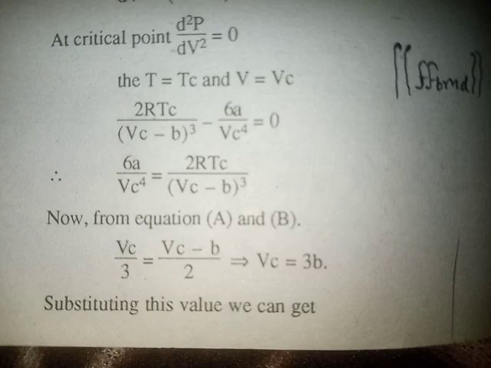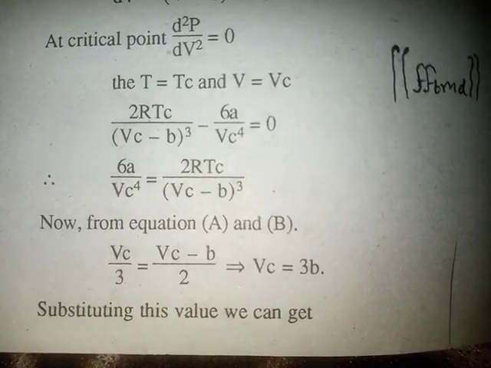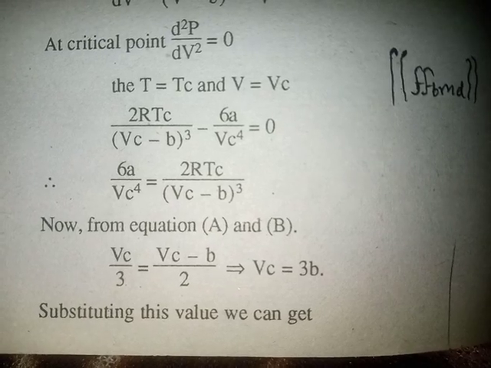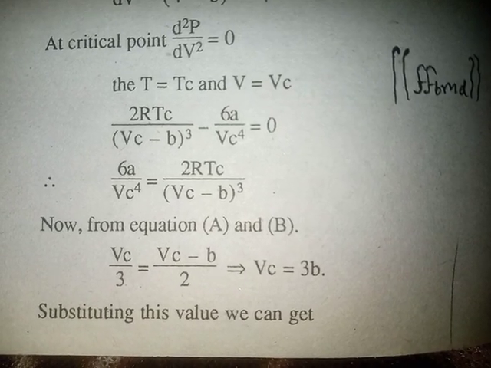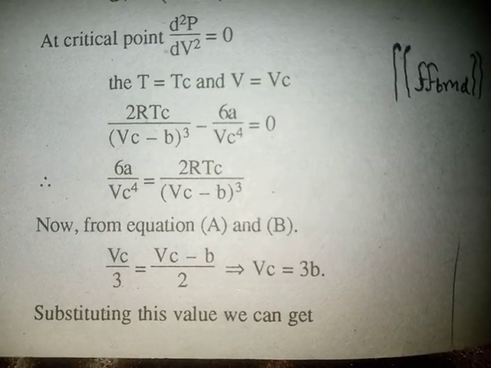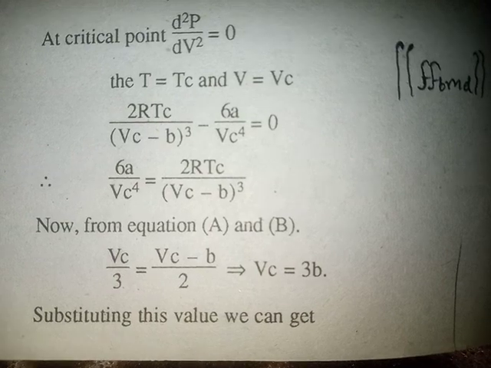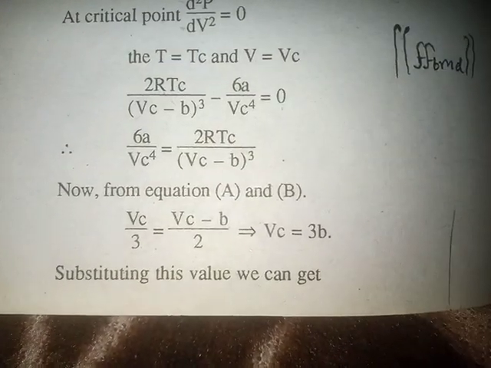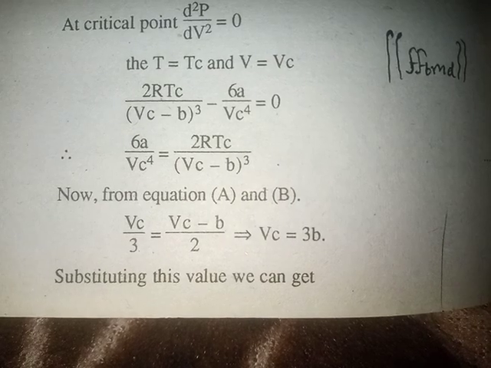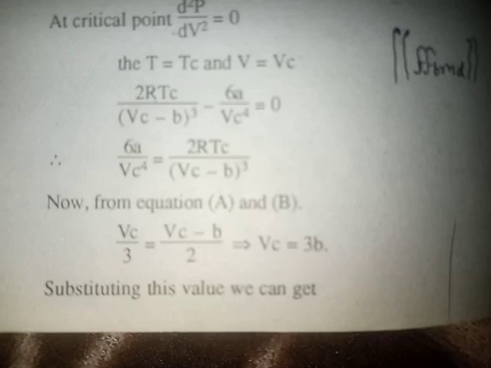Hence, 6a by Vc to the power 4 equals 2RTc by (Vc minus b) to the power 3. Now from equations A and B we get Vc by 3 equals (Vc minus b) by 2. This implies Vc equals 3b.